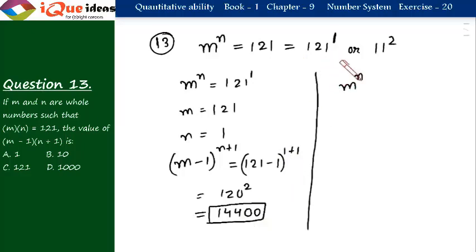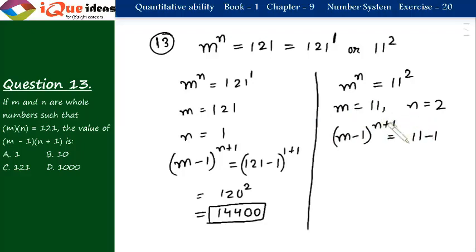If I take m raised to the power n is equal to 11 raised to the power 2, so we can say that m would be equal to 11 and n would be equal to 2. In that case, m minus 1 whole to the power n plus 1 would be equal to 11 minus 1 to the power 2 plus 1. This gives us 10 raised to the power 3, which is 1000. This is the second possible answer and is there in the options. Don't worry, the options would be always the correct ones, so you will be able to identify. So here the answer is 1000.